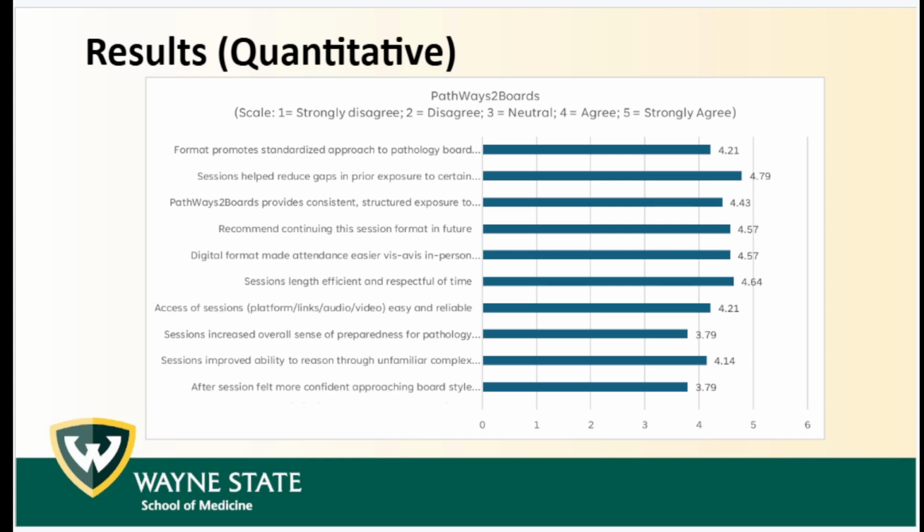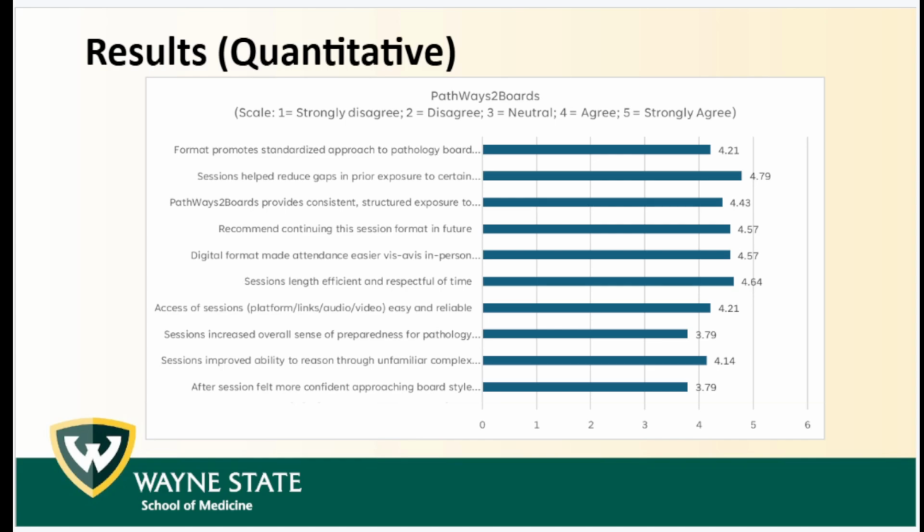This graph shows the average scores out of a possible 5 on the Likert scale for the different aspects and objectives of the session seen on the left. These results showed that learners felt that these sessions were easy to access, standardized, respectful of time, helpful in reducing gaps in prior exposure, and improved the ability to reason through unfamiliar complex cases.